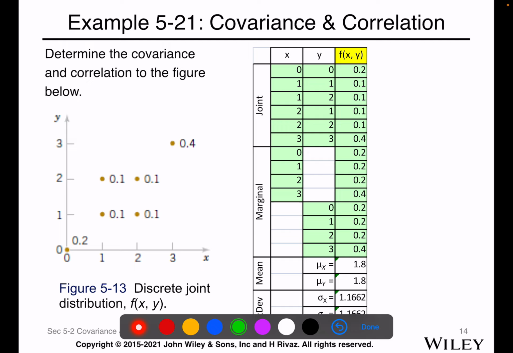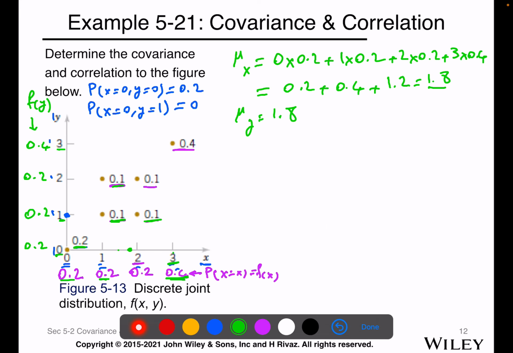So I calculated the marginals on the slide, right? And these are the marginals for x and y. And I calculated the mean, which is 1.8. And actually, what we didn't calculate is the standard deviation, right? But that's relatively easy to compute. So if I go back here, I calculated the means.